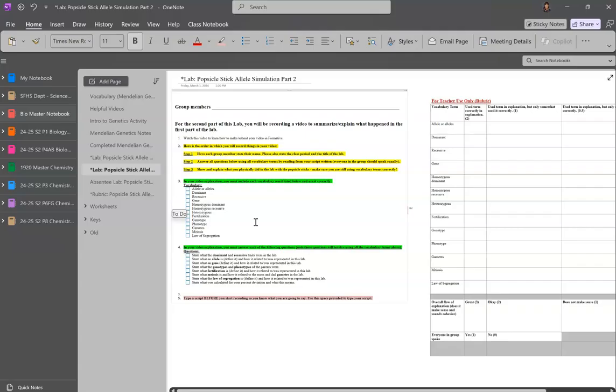Then, once you have answered those questions, you can go into the part where you physically show what you did in the lab. So let me switch to my camera so I can show you what that will look like.